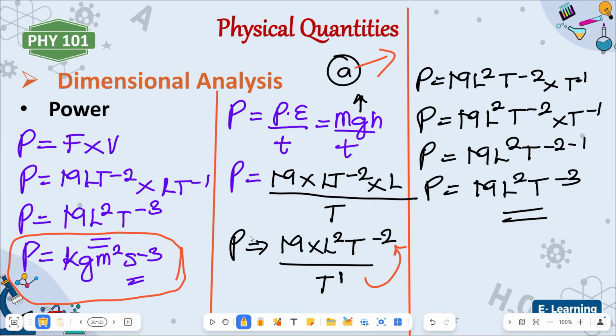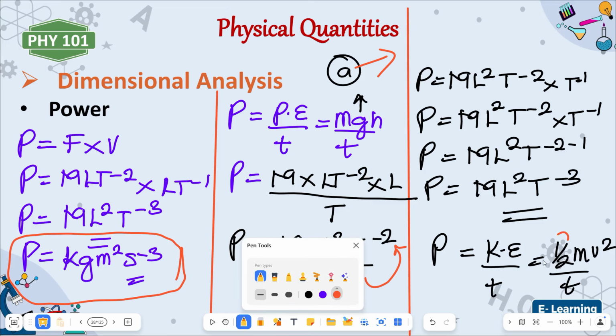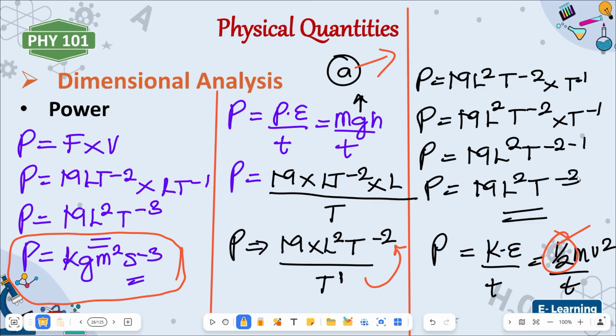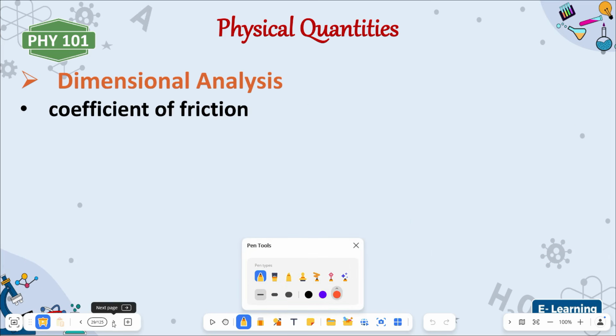Which is still the same thing with all the ones we've done since. So this is for potential energy. It could also be for kinetic energy. It will still give you the same thing for power. So work on this one for me: kinetic energy over time. What's the formula for kinetic energy? Half mv squared. We are talking about dimension, all over time. The half here does not really matter. Just work on this and tell me if it will still give you the same dimension for power. Alright?